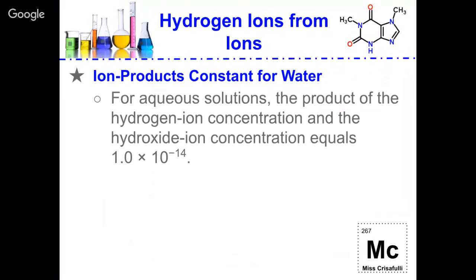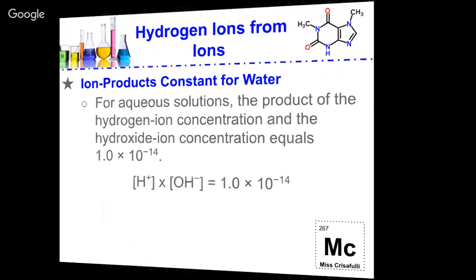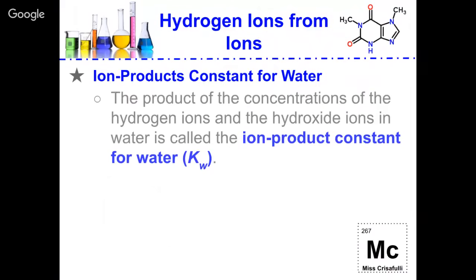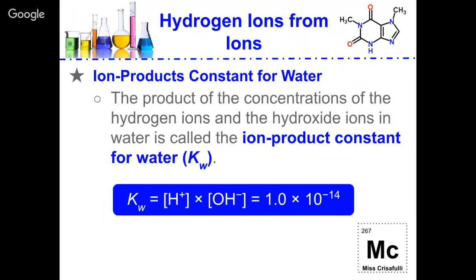For aqueous solutions, the product of the hydrogen ion concentration and the hydroxide concentration equals 1.0 times 10 to the minus 14th. So we multiply the concentration of H plus times the concentration of OH minus, and we get 1.0 times 10 to the minus 14th. The product of the concentrations of the hydrogen ion and the hydroxide ion is called the ion product constant for water. That value is 1.0 times 10 to the minus 14th, and it is an important value that you should memorize.